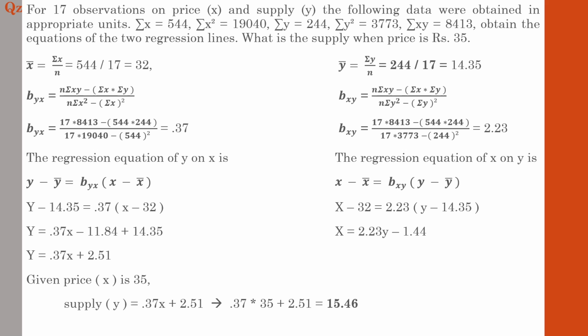So this is how you have to find the value of a certain variable when the value of another variable is known. See, in this question we have found only one value, supply, because in the question you are asked to find the supply when the price is 35.